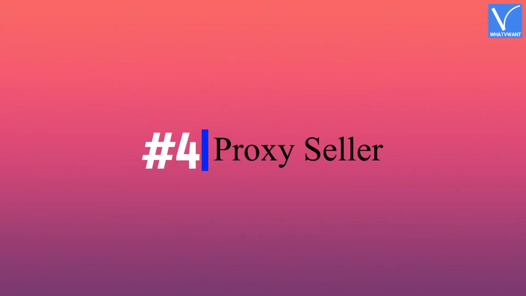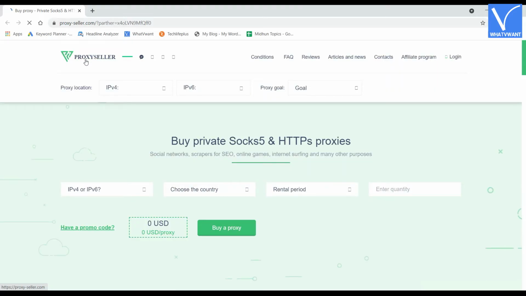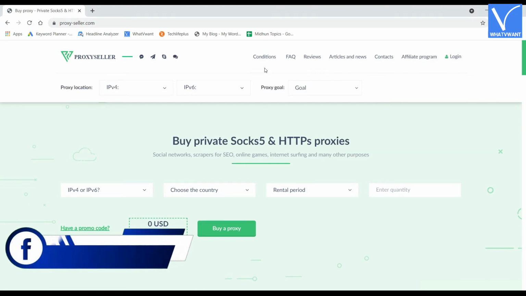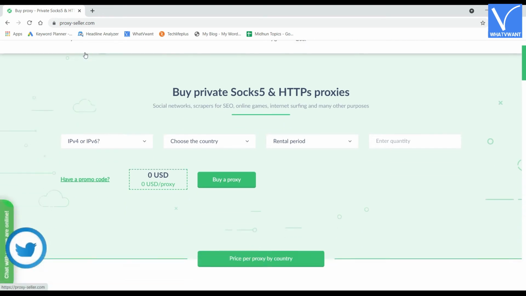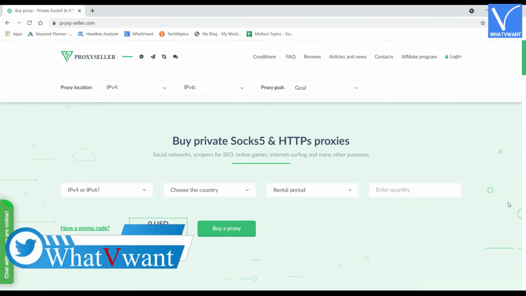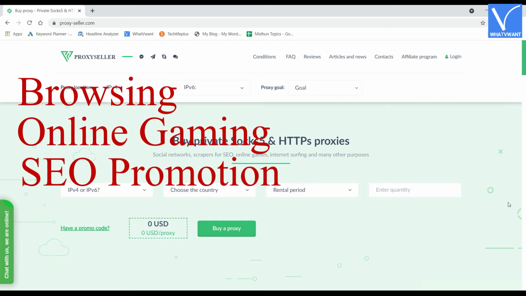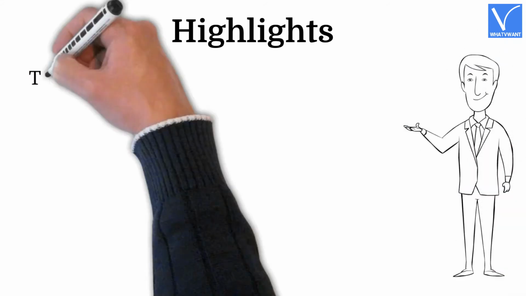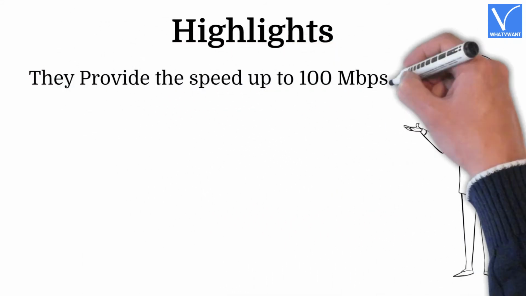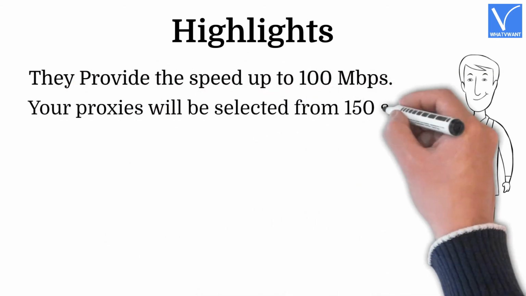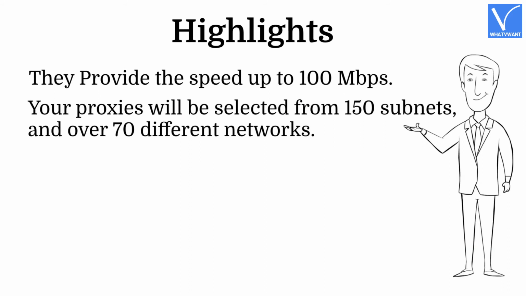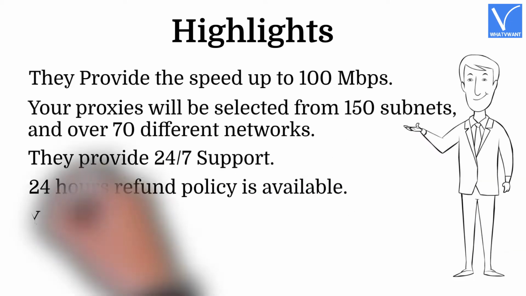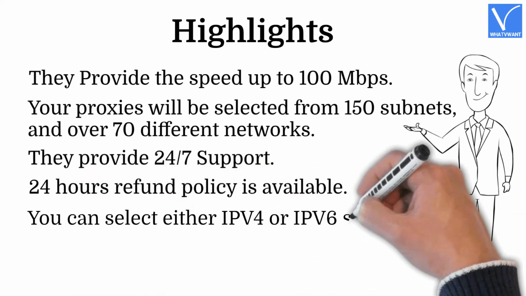Number 4, Proxy Seller. Proxy Seller has very flexible plans. You are allowed to buy any number of proxies depending on your requirement. They have different pricing for different country proxies. Their proxies are helpful for almost every type of task, like browsing, online gaming, SEO promotion, social networking, etc. Some highlights of Proxy Seller are: they provide speeds up to 100 megabits per second. Your proxies will be selected from 150 subnets and over 70 different networks. They provide 24/7 support. A 24-hour refund policy is available. You can select either IPv4 or IPv6 servers.